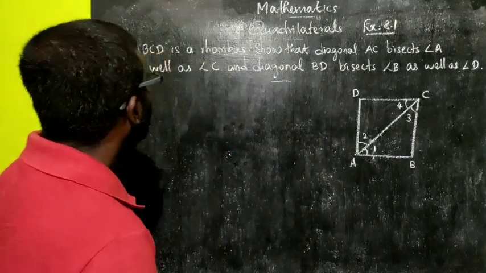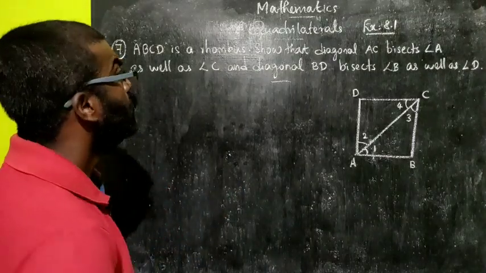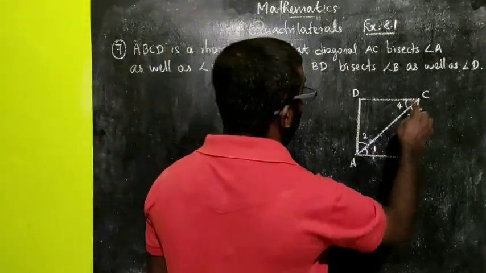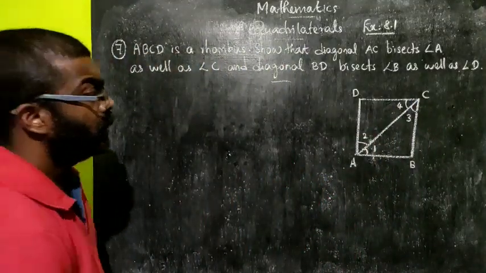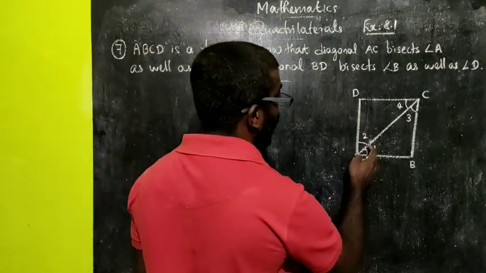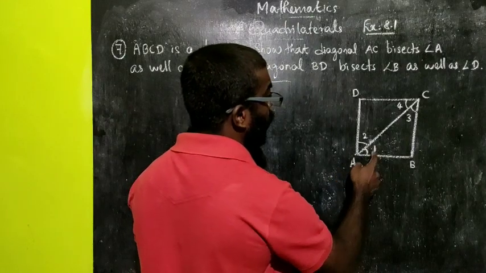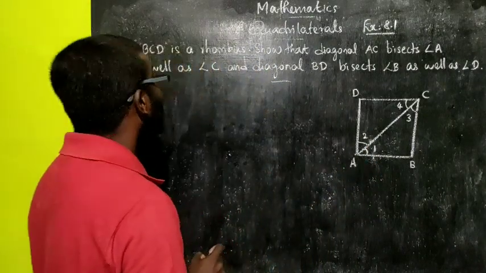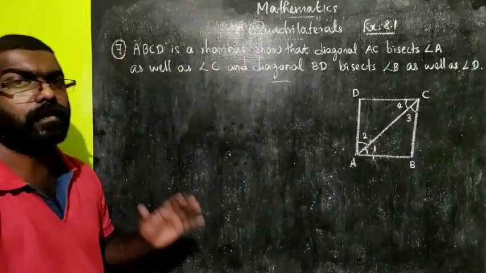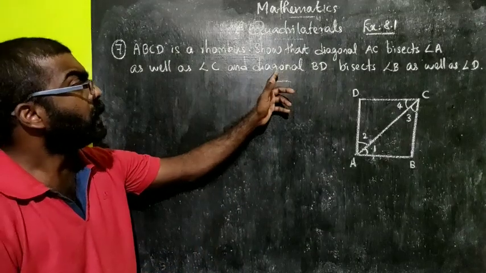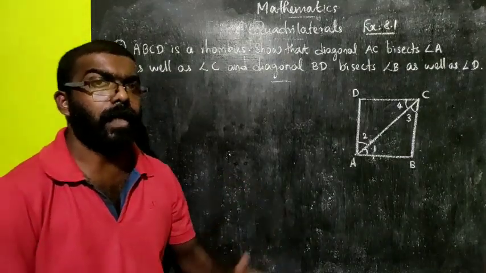Now the next question is ABCD is a rhombus. So we are given a rhombus ABCD. Show that diagonal AC bisects angle A as well as angle C. So here I mark the angle as angle 1 and angle 2, here angle 3, angle 4. So bisect angle A means angle 1 equal to angle 2, the first point, as well as angle C, that is angle 3 equal to angle 4. That's the first part. And then diagonal BD bisects angle B as well as angle D.